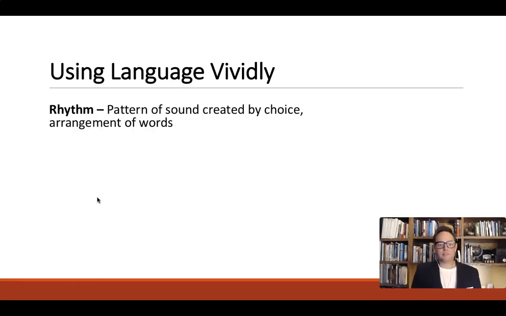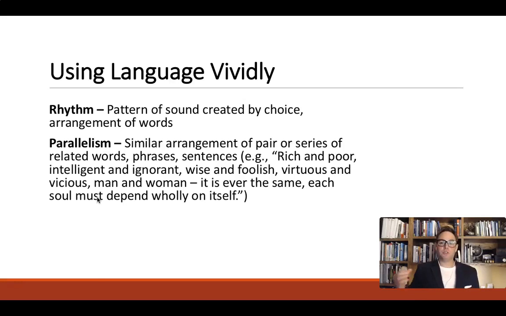So let's continue on with using language vividly. Rhymes are patterns of sound created by choice or arrangement of words. And so we could maybe choose words that rhyme in order to drive a point. Parallelism is a similar arrangement of a pair or series of related words, phrases, or sentences. So here in this example, we have rich and poor, intelligent, ignorant, wise and foolish, virtuous and vicious, men and women. It is ever the same.